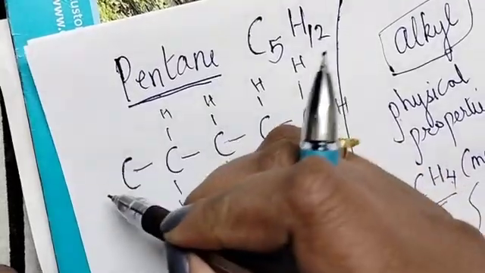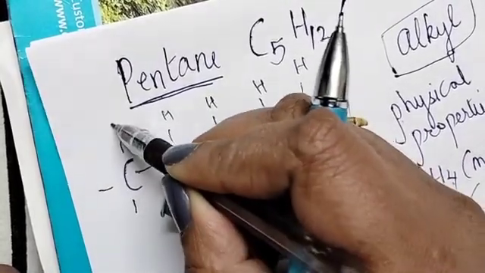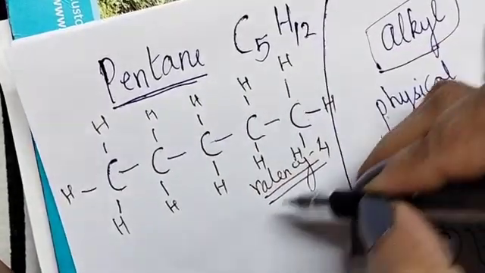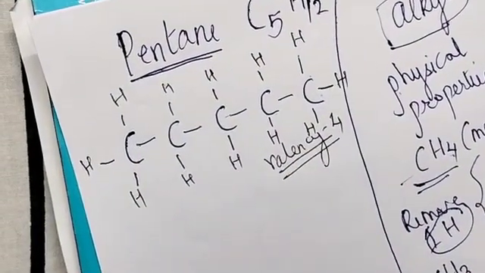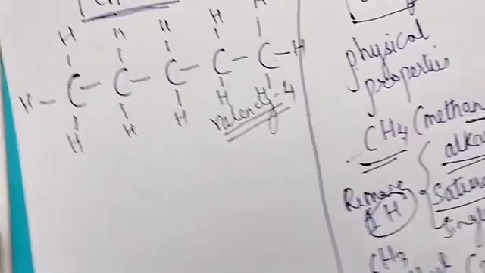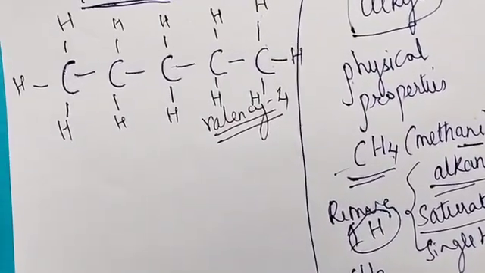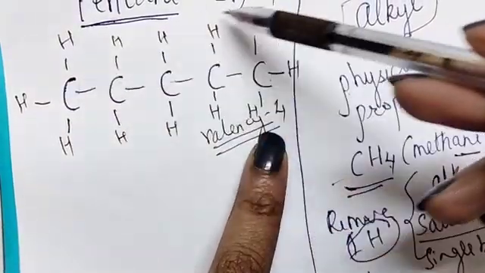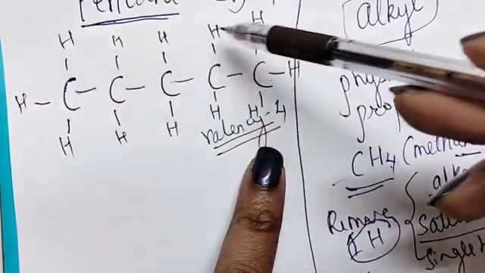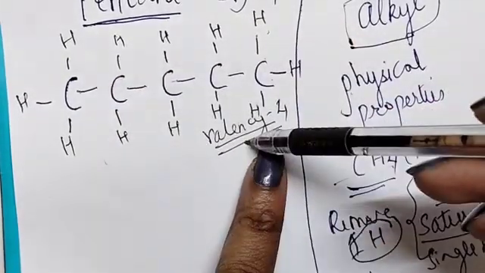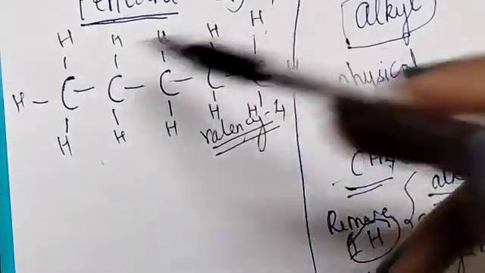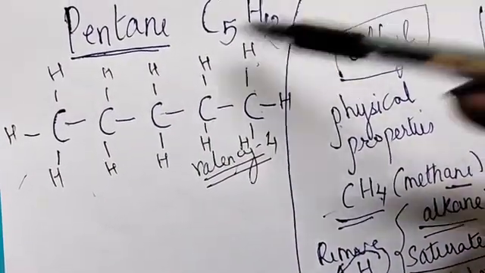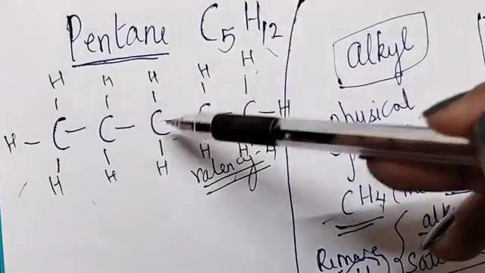And what about the corner one? Corner one is going to be balanced by 3 hydrogen. So this is the structure for pentane. And what I notice here is this is going to have 5 carbon, and if you count there will be a total of 12 hydrogen. So this is 5 on the top, 5 at the bottom, which is 10, 11 and 12. So there are a total of 12 hydrogen, and this is the structure. This is the formula, this is the structure.